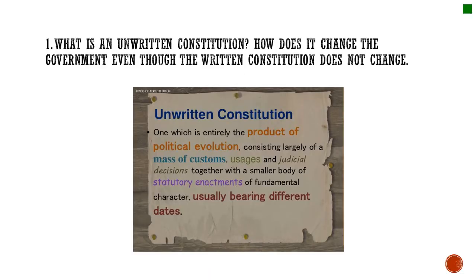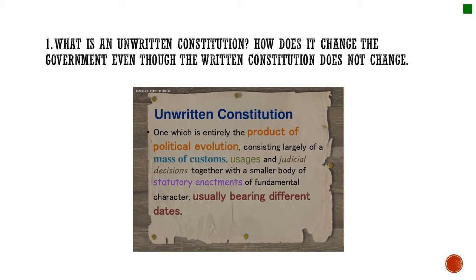This is Chapter 2 on the U.S. Constitution, and we'll be talking about the questions again, as we always do. The first question is, what's the unwritten Constitution and how does it change the government, even though the written Constitution does not change?